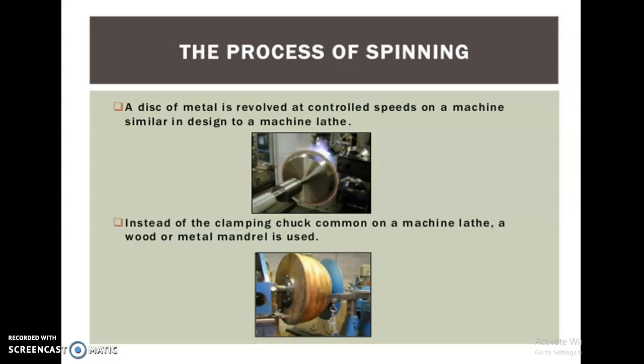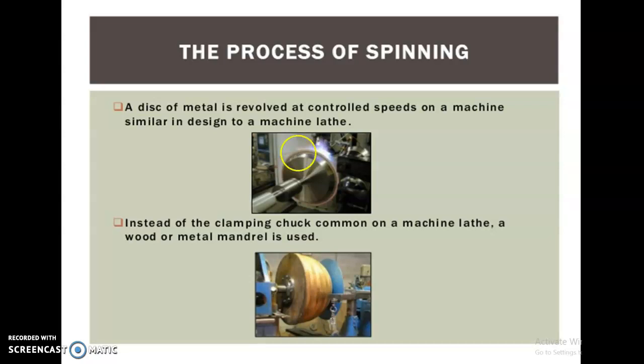So again we are going to see the process of spinning. I'm going to explain it step by step. A disc of metal is revolved at controlled speeds on a machine similar in design to a machine lathe. So this is a disc, and it is revolved at controlled speeds on a machine similar to a lathe. It is a lathe because it has a headstock and a tailstock.